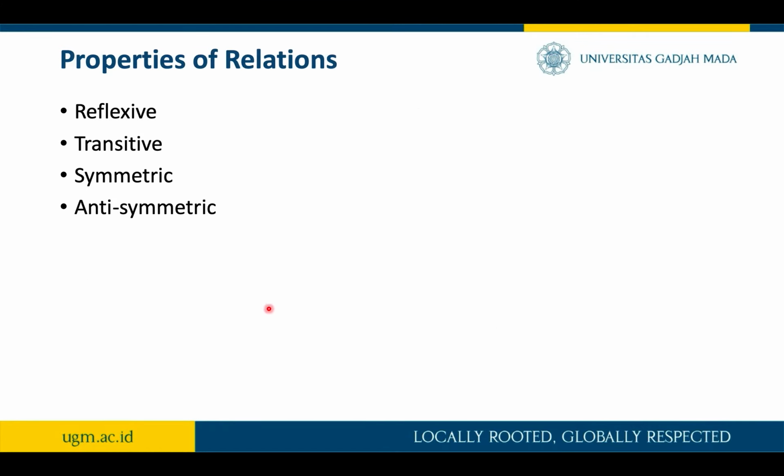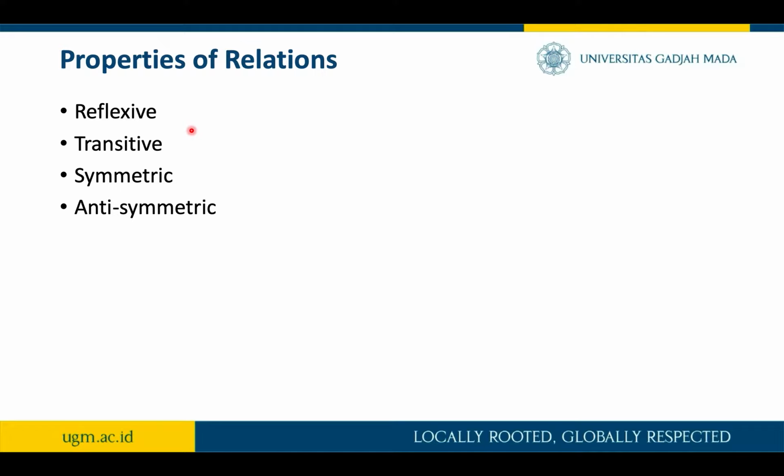Now this is the main topic that we discussed today. Properties of relations. We can define 4 properties of relations here. The first one is reflexive, then transitive, symmetric, and anti-symmetric.